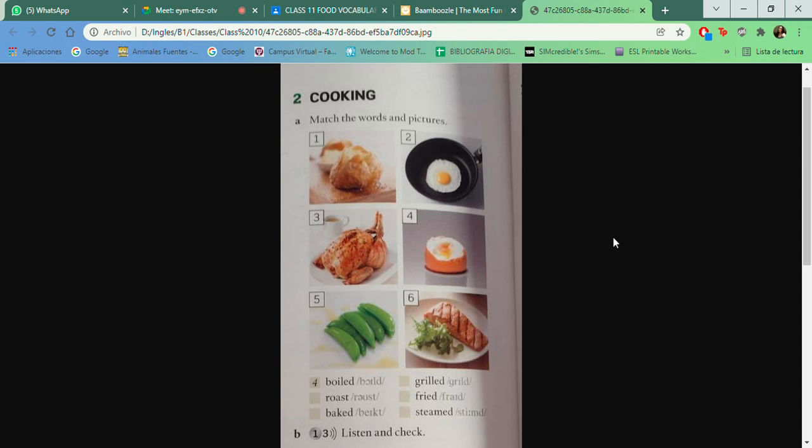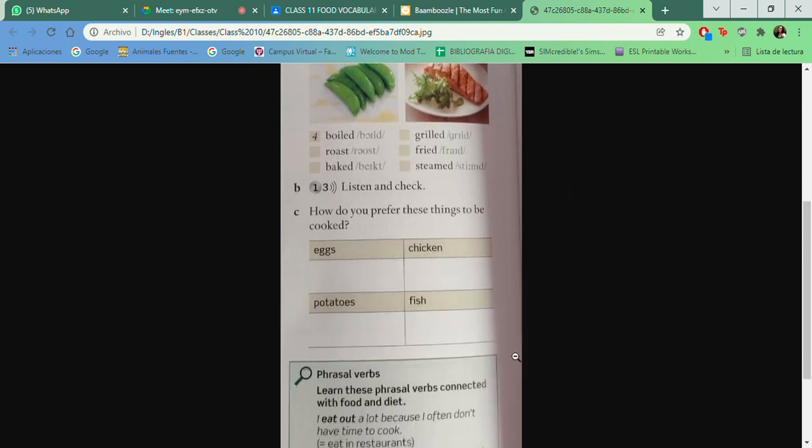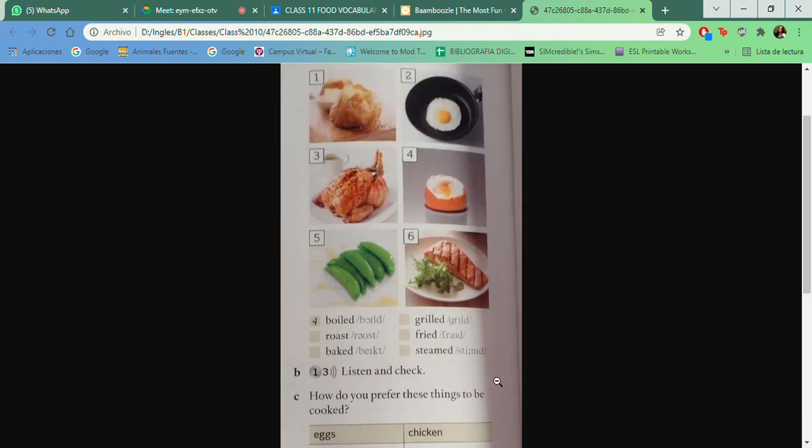What about the chicken and the peas? Chicken is roast, very good, because it's brown. And number 5 is steamed. Very good. Excellent. Remember, you can have steamed vegetables, right? Good. How do you prefer these things to be cooked? The peas, the salmon, the egg, the chicken, and the potato.